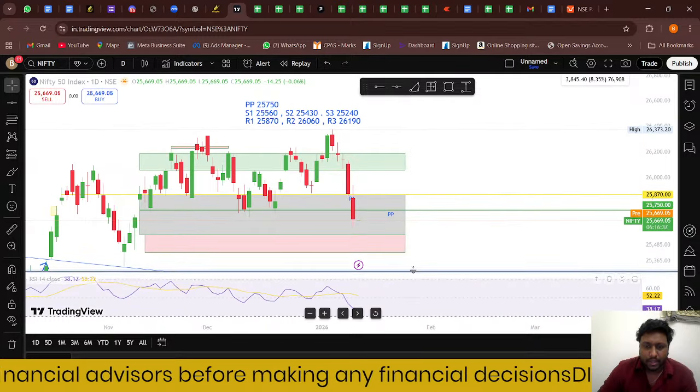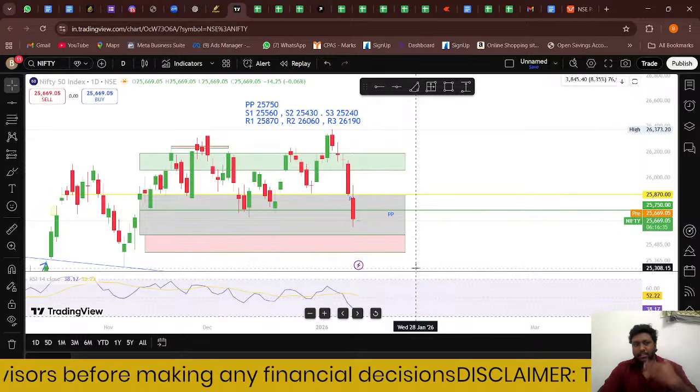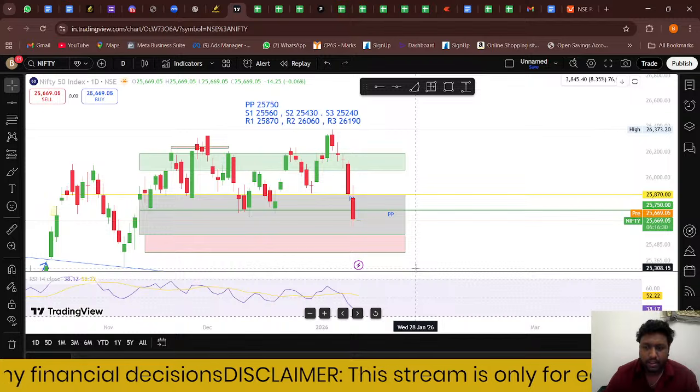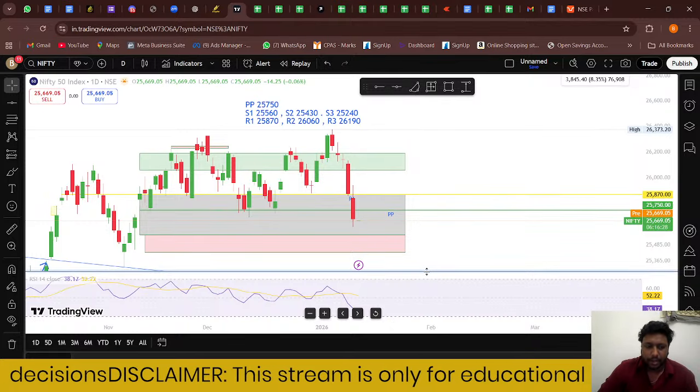So we will see the RSI, and if it is on a bullish side, definitely we will plan the trade according to the RSI levels changing. We will plan that.